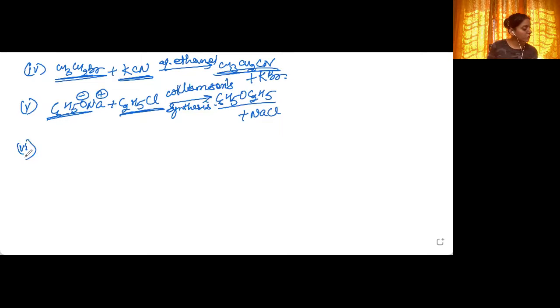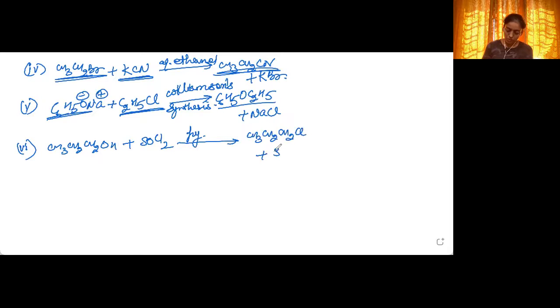Then the sixth part of this question is CH3CH2CH2OH plus SOCl2. This is a very simple reaction. Actually, this reaction occurs in the presence of pyridine. The product of the reaction is CH3CH2CH2Cl plus SO2 plus HCl. A very, very important reaction to convert alcohol into alkyl chloride.